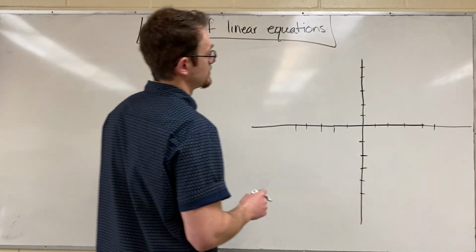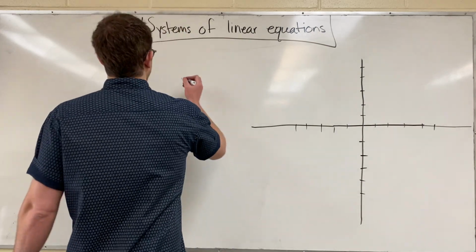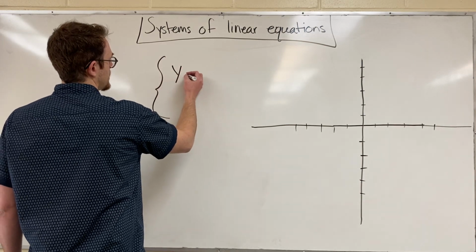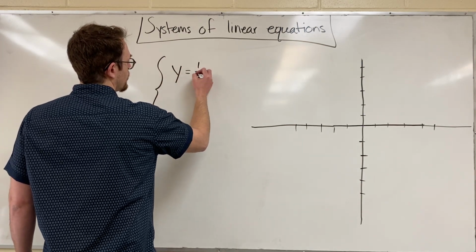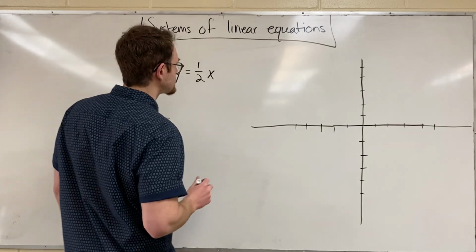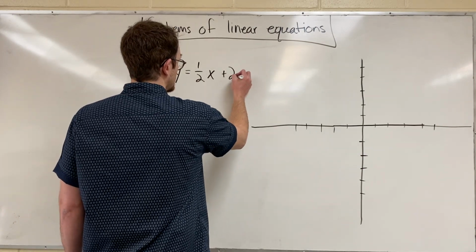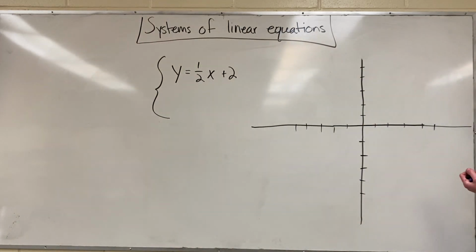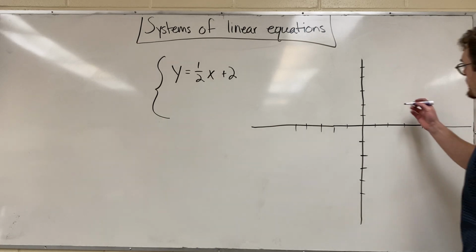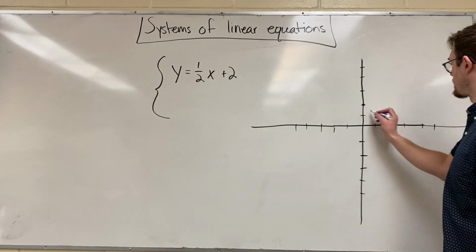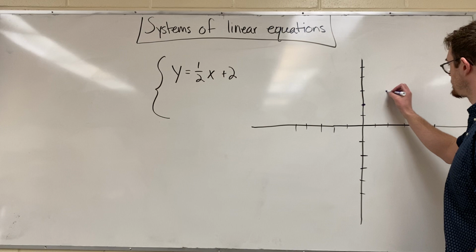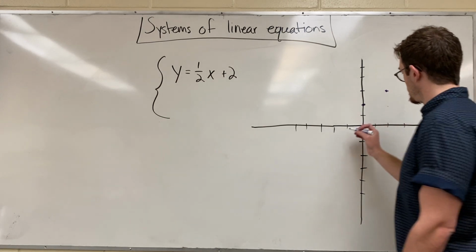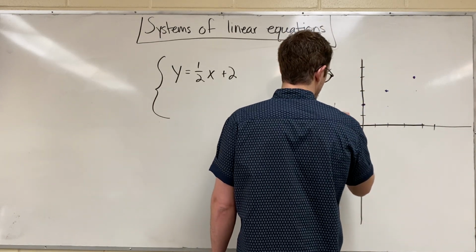All right, I think I evened those out decently. So we've got our system. This time, let's do y equals 1/2 x. Let's add 2 to it. So I'm actually going to come over here and graph this one first. It's going to come up to 2, and then it goes over 2, up 1, over 2, up 1, over 2, down 1.